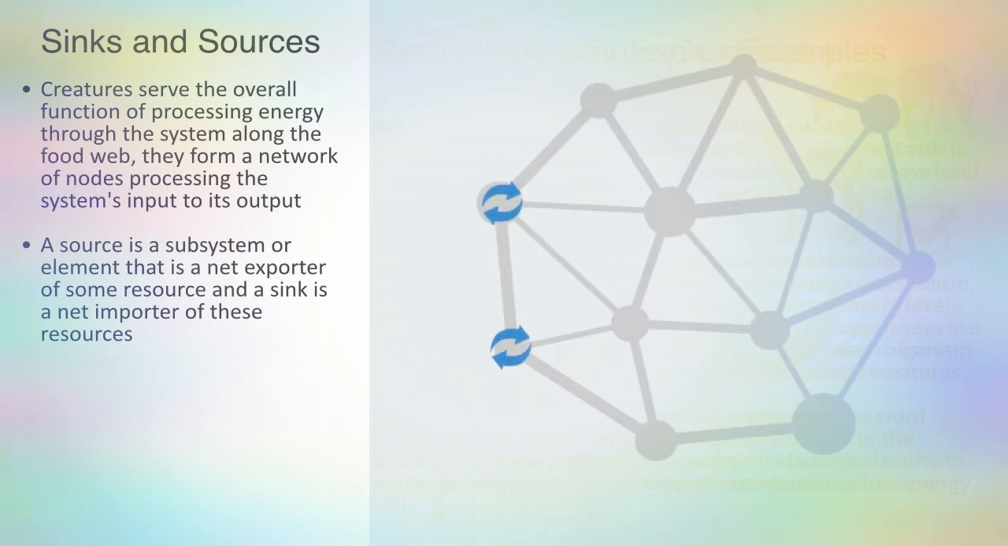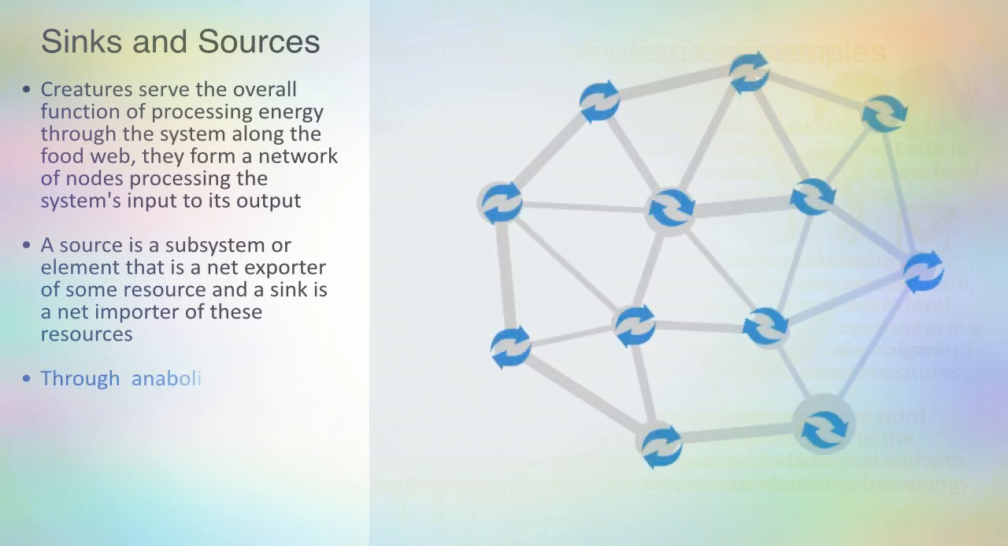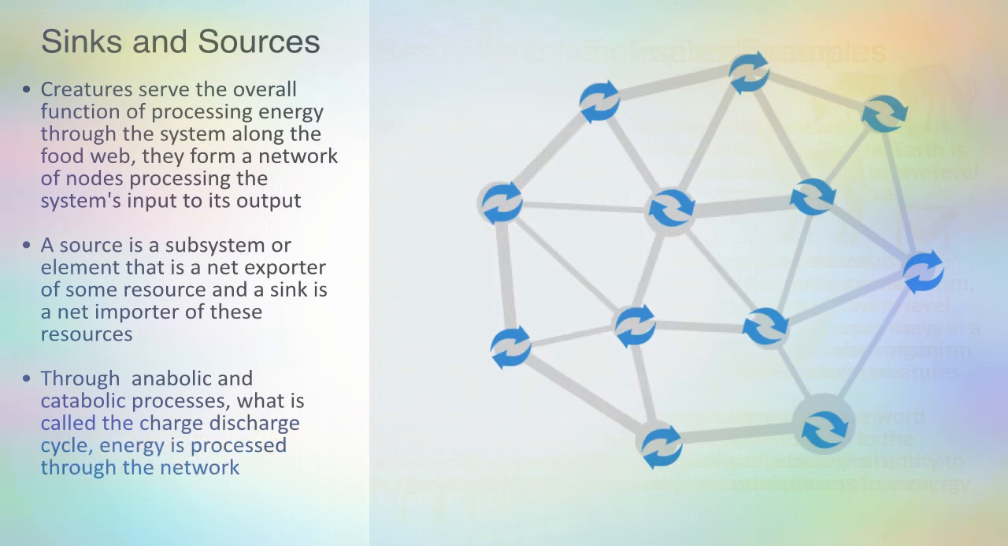Through anabolic and catabolic processes, what is called the charge and discharge cycle, energy is processed through the network. Anabolism, which is the charge phase, is the incorporation of high-quality energy into biochemical structures, which keeps the system far from thermodynamic equilibrium. Catabolism is the discharge phase, corresponding to the deterioration of the structure with the release of accumulated chemical energy and its transformation into work and heat.